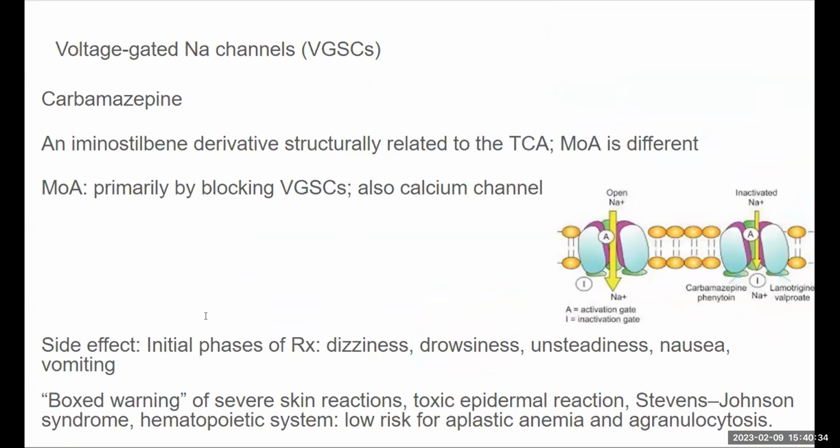Voltage gated sodium channels. So carbamazepine is structurally related to TCAs, but its mechanism of action is obviously different. It primarily blocks the sodium channel, but also has some effect on the calcium channels.